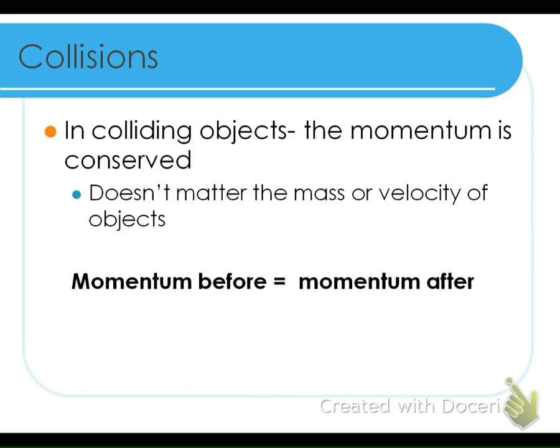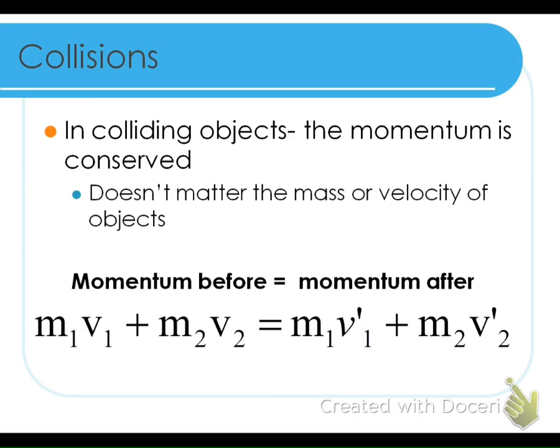We're going to look at collisions now, two things colliding. We're looking at momentum overall. Momentum is always conserved. Kinetic energy is not always necessarily conserved, but momentum is. So when two things collide, whether it's elastic or inelastic, the momentum is conserved. Momentum before the collision will always equal momentum after the collision. Doesn't matter the mass or the velocity of the object.